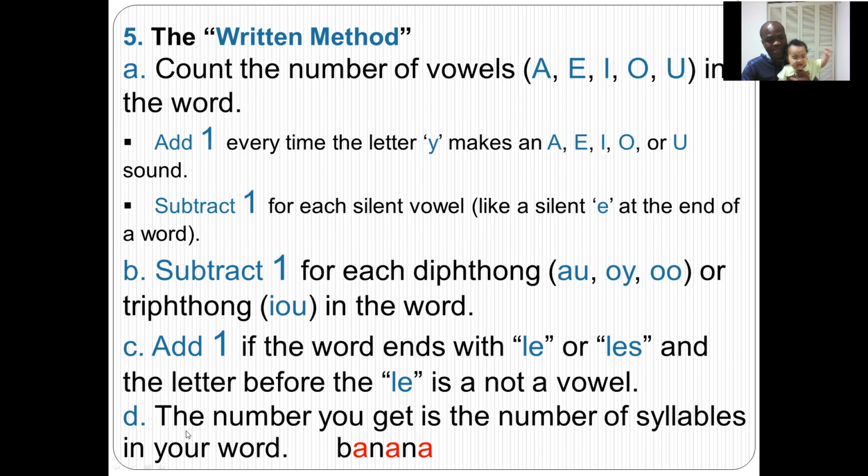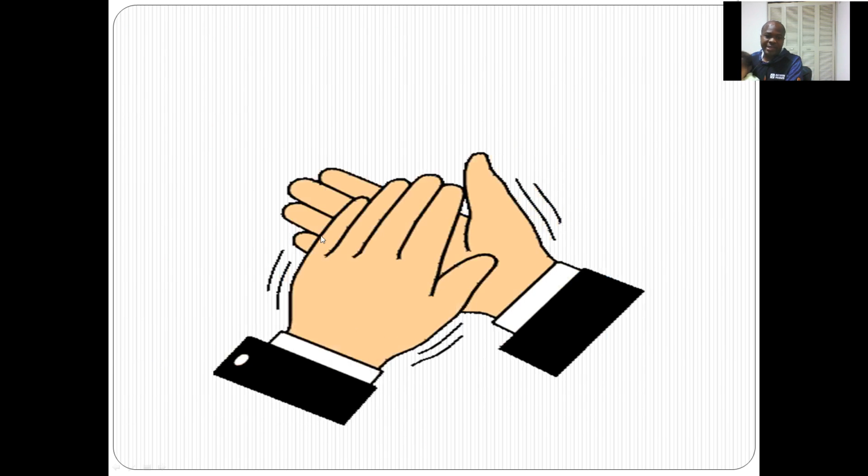Then also D, the number you get is the number of syllables in your word. So for example, banana. Banana has 3 syllables. Ba-na-na. We'll end the lesson here.